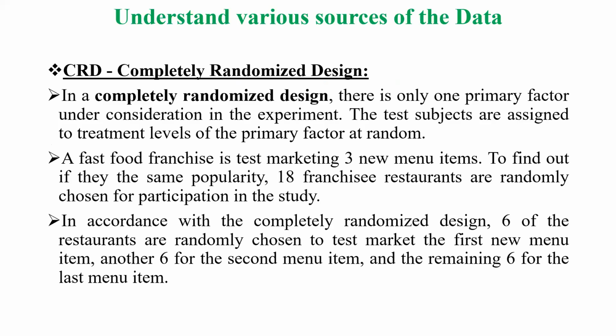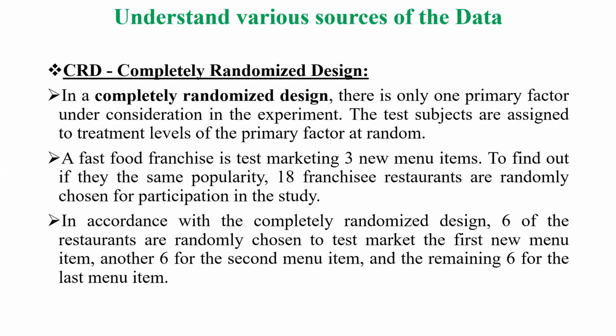First one, completely randomized design. In a completely randomized design, there is only one primary factor under consideration in the experiment. The test subjects are assigned to treatment levels of the primary factor at random. For example, a fast food franchise is test marketing 3 new menu items. They have introduced new menu items to find out if they have the same popularity all over the 18 franchise restaurants, which are randomly chosen for participation in the study. So whether all these new menu items are doing really well or not in all these restaurants.